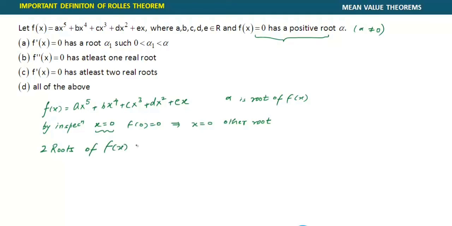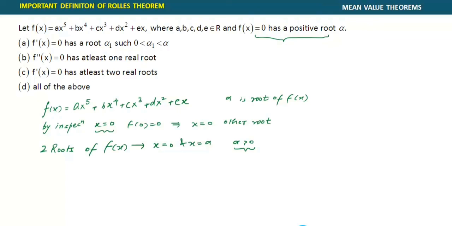What are they? x equal to 0 and x equal to alpha, and we know that alpha is greater than 0. This is given because it is a positive root, and in fact it's a mistake that I have taken, that alpha should not be equal to 0, because it is already given positive. So positive means that it is not equal to 0. So just remove this over here.